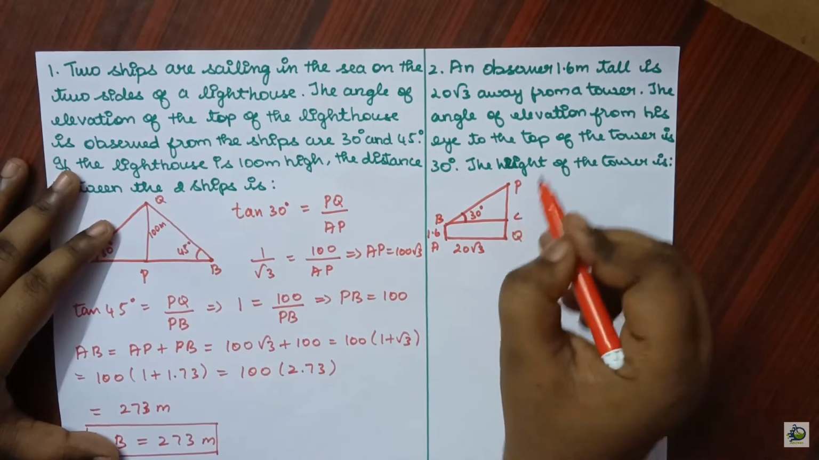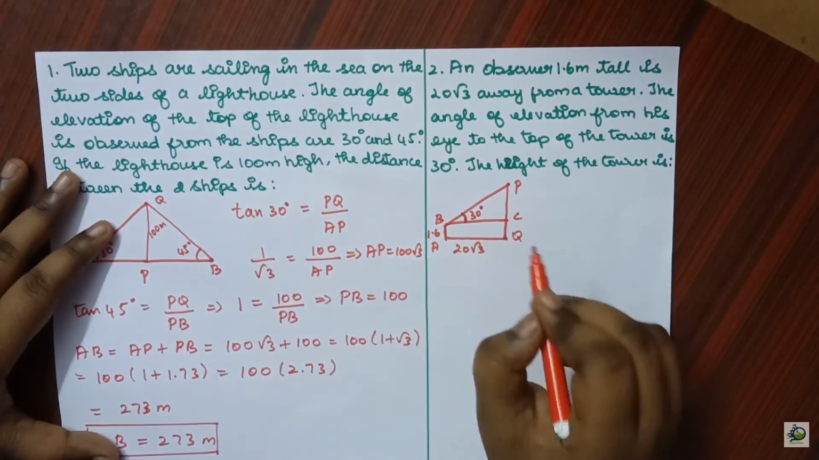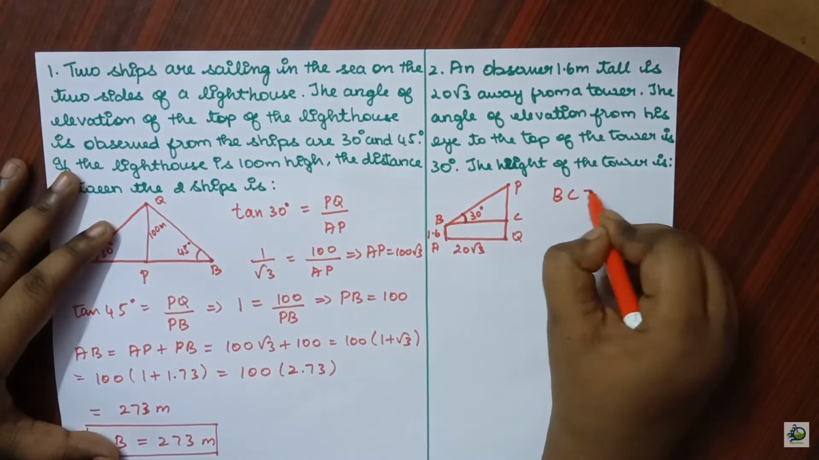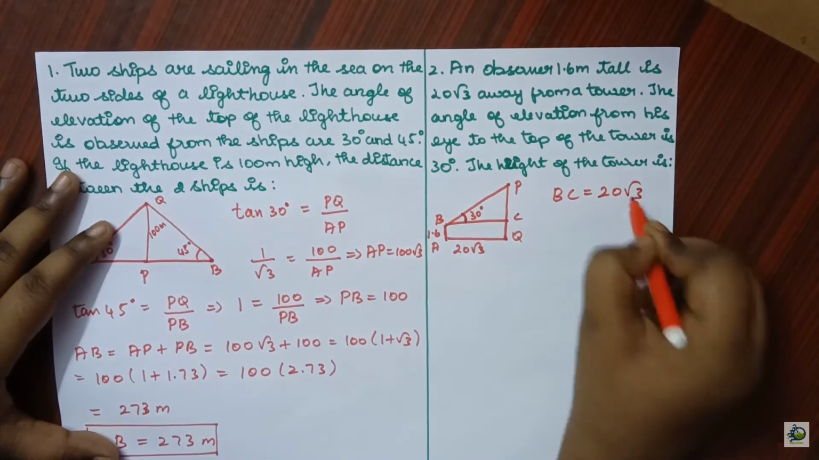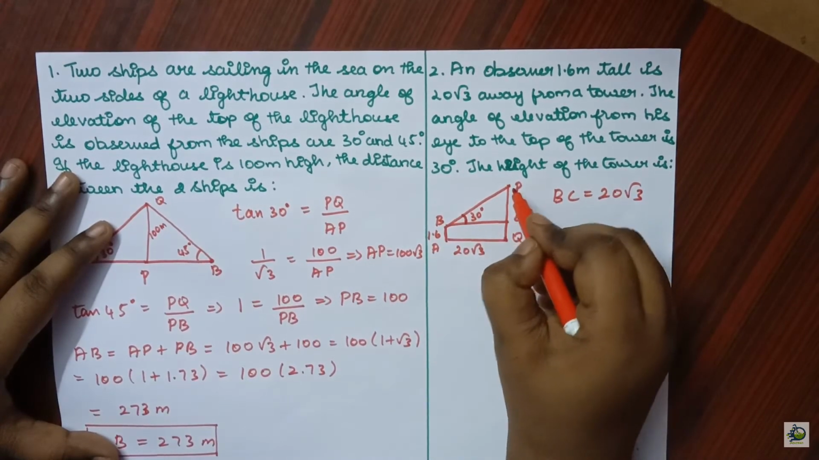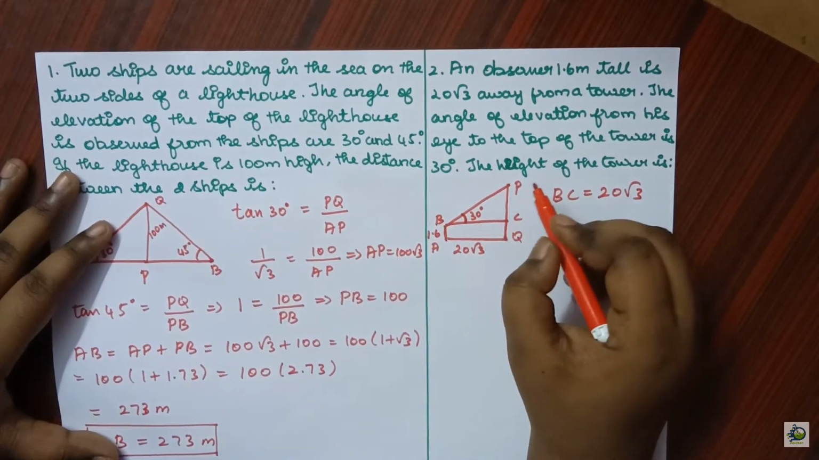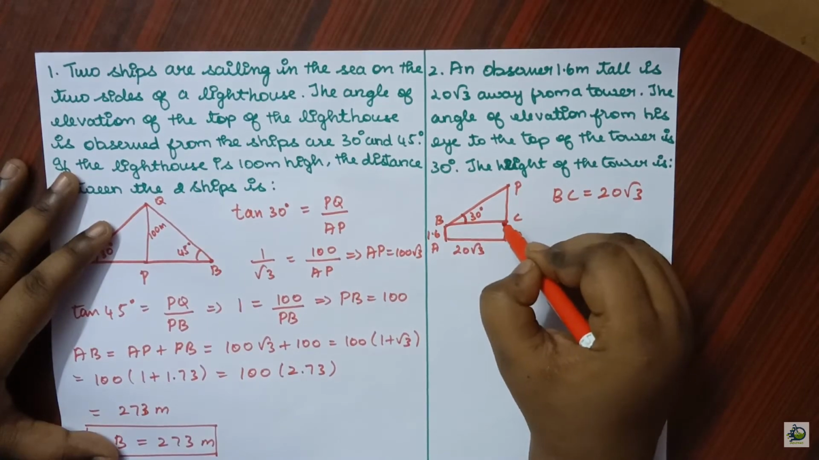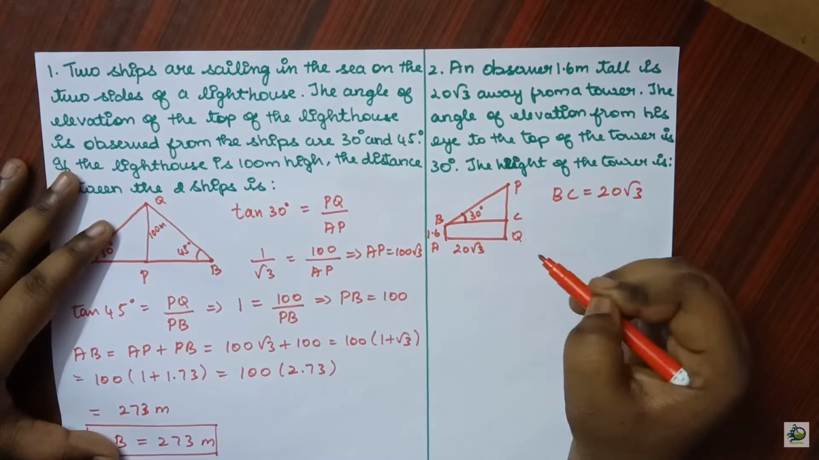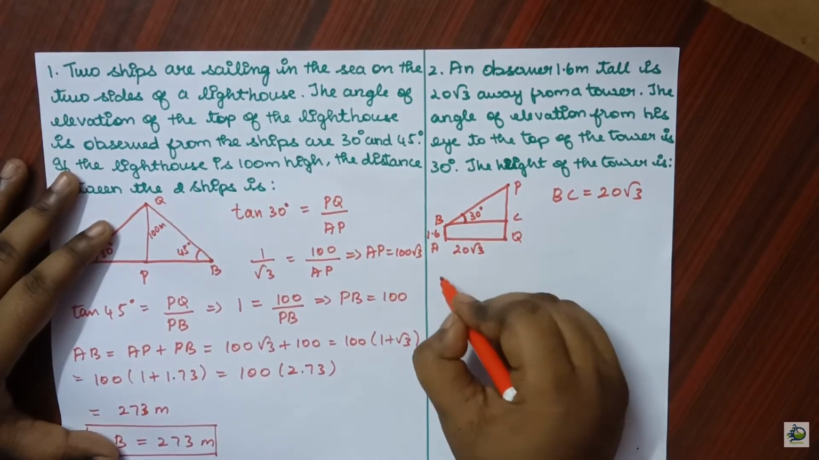AQ is 20 root 3, it is already given. AQ is nothing but equal to BC, so obviously BC will also be equal to 20 root 3. I am in need of the height of the tower. So when I consider this triangle PBC, I can find PC by using the tan formula because it includes PC and BC. Okay, so I have to use the tan formula.